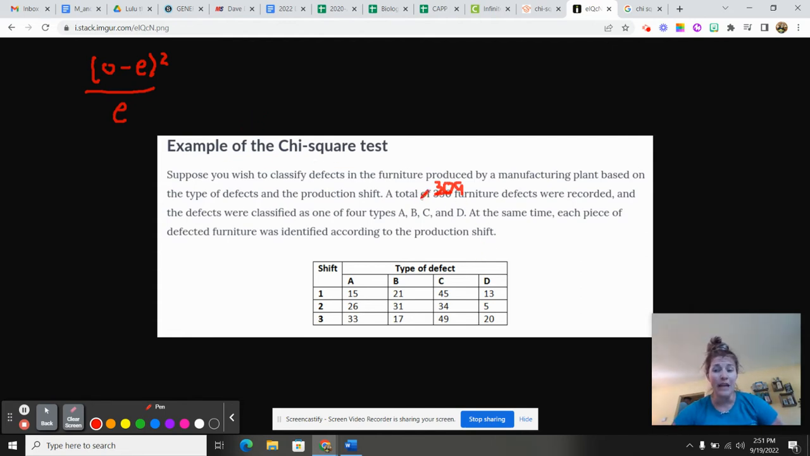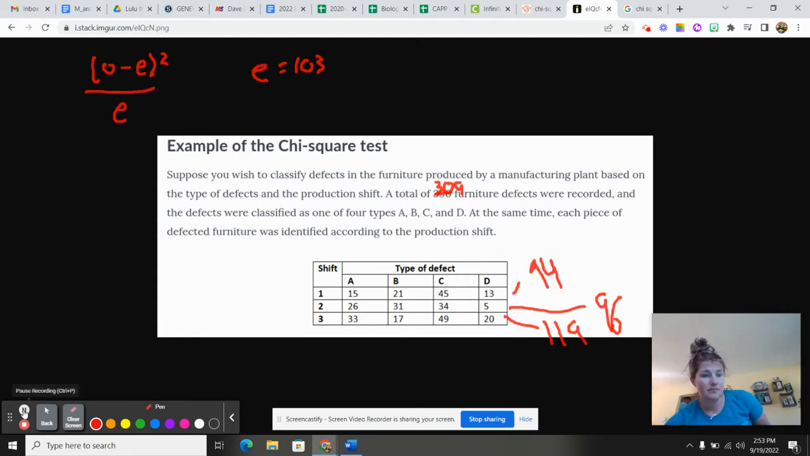So if I had 309 total defects, I would expect there to be 103 defects per shift because there's 3 shifts. 309 divided by 3 is 103. So I'm going to pause, go through, and add everything up for how many total defects there were per shift.